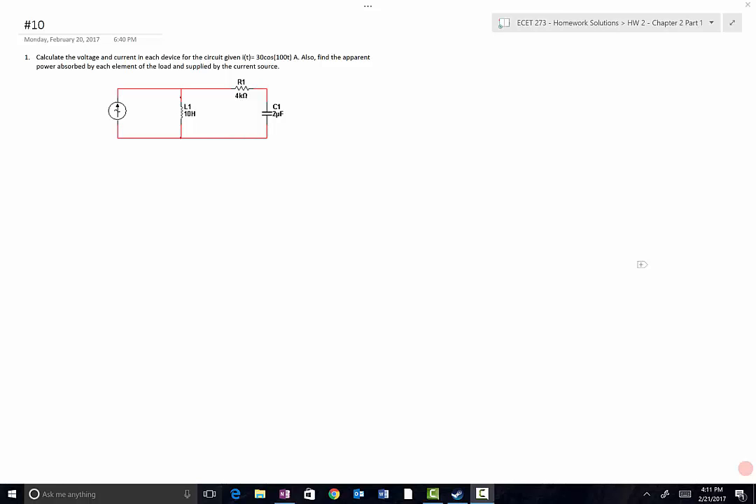So we're given this circuit here, and then there's a little bit more information that's given to us in the time domain description of the current, and that is that the peak current is equal to 30 amps, and that the angular frequency of the sinusoidal signal is 100 radians per second.